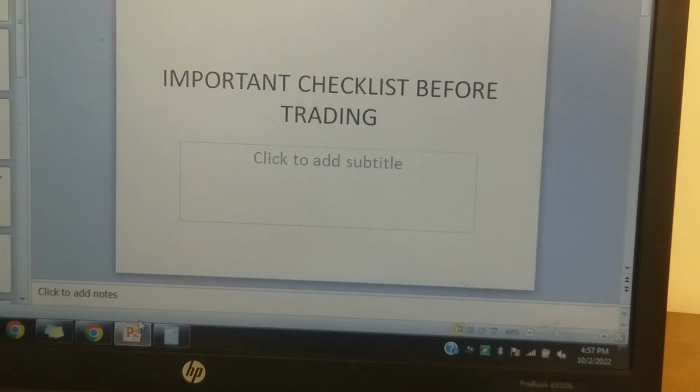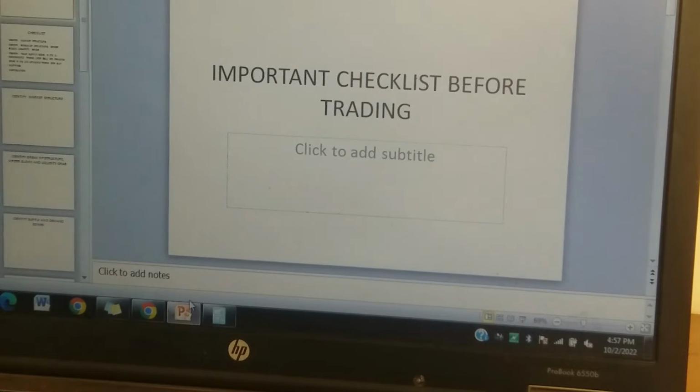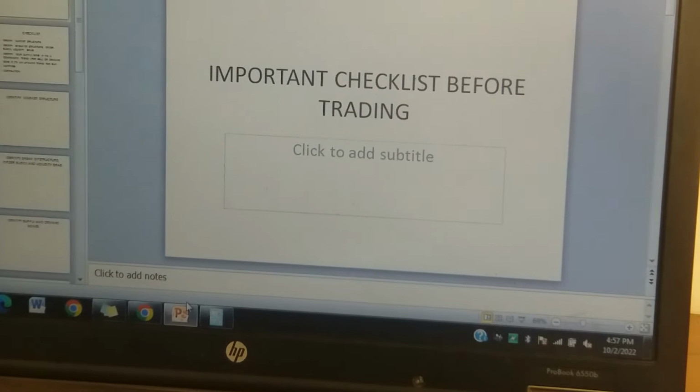Okay, guys, we are back again for another section of today's training. Today we are going to be talking about important checklists before trading. What are the important checklists? These are the things that you need to look out for before entering your market, before trading. It's very important to take note of this.